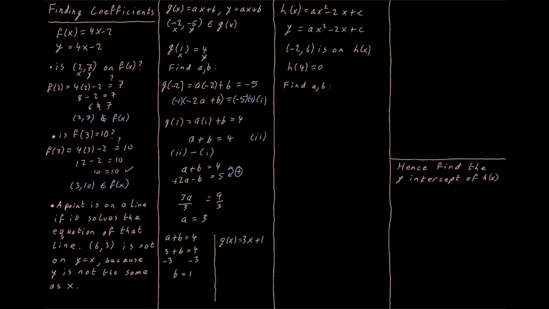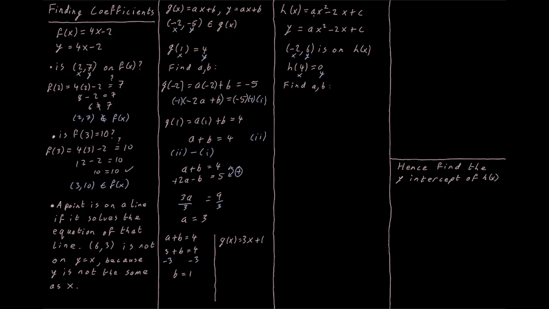Now we can also do this for quadratic equations. We have a power of x squared here, and we have an x, then we have a constant. We can find the full description of h of x in the same way, because we know that when x is minus 2, y is 6, and when x is 4, y is 0. If I know that, I know that these 2 points must solve this equation.